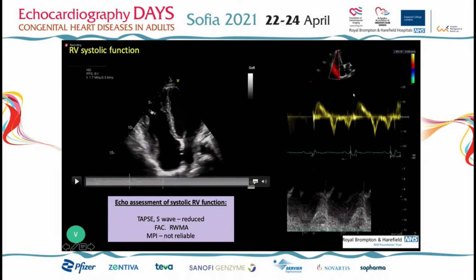Also, the fractional area change could be monitored and compared in follow-up. We need to be also aware of the regional wall motion abnormalities that can affect the right ventricle. So maybe we have a good fractional area change in the 4-chamber view, but then our short axis view shows that the RVOT is completely aneurysmatic and very dilated, so we cannot say that the function is normal regardless of the fractional area change. So those are the limitations of 2D echo.